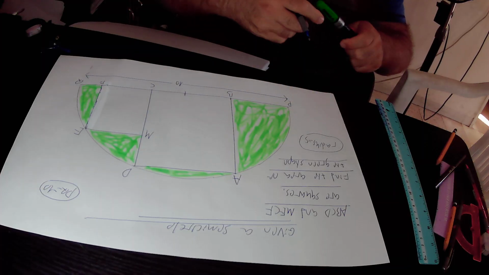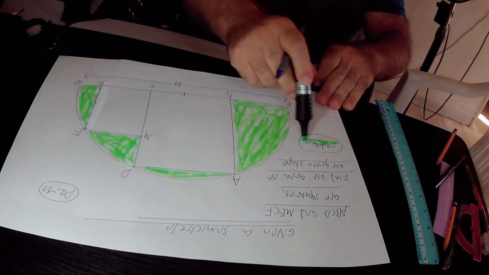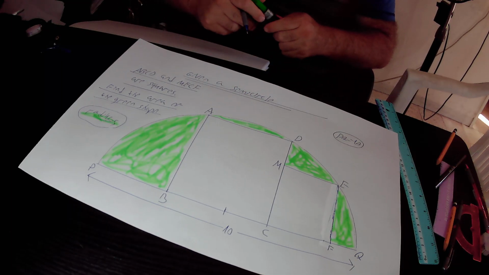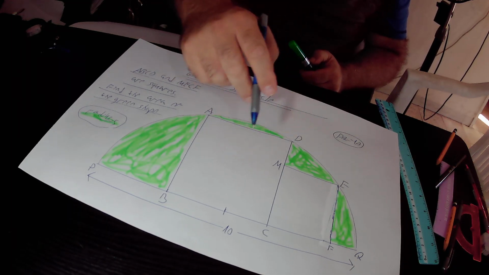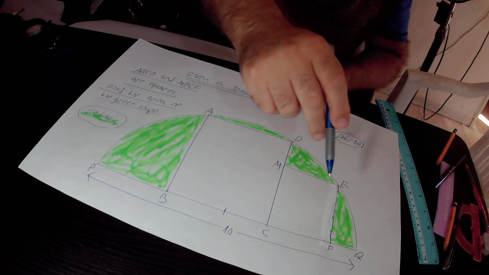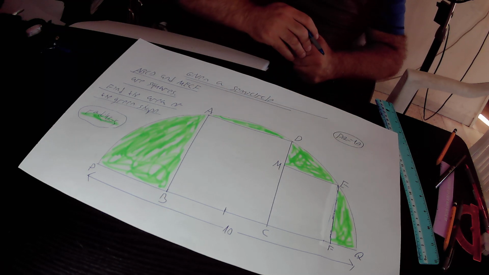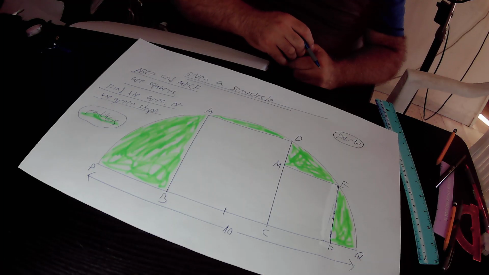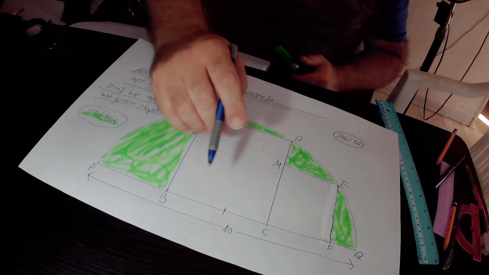In addition, inside this semicircle, we have two squares. This is the big square ABCD, and this is the small square MEFC. Again, our task is to find out the area of this green shape. So first of all, we define the center of this semicircle. This point is point O.